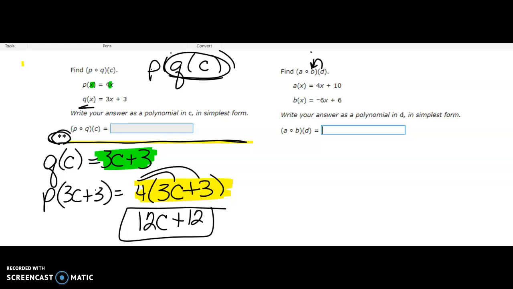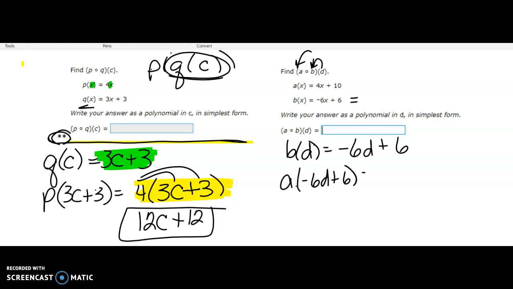So D into B, and that answer into A. So I'm going to put D, B of D. Everywhere there's an X, I'm going to put D. So negative 6D plus 6. So A of negative 6D plus 6 equals 4X plus 10. And negative 6D plus 6 goes in there.